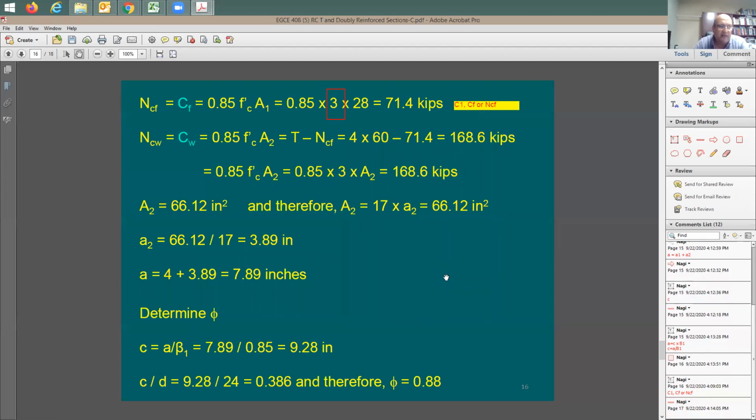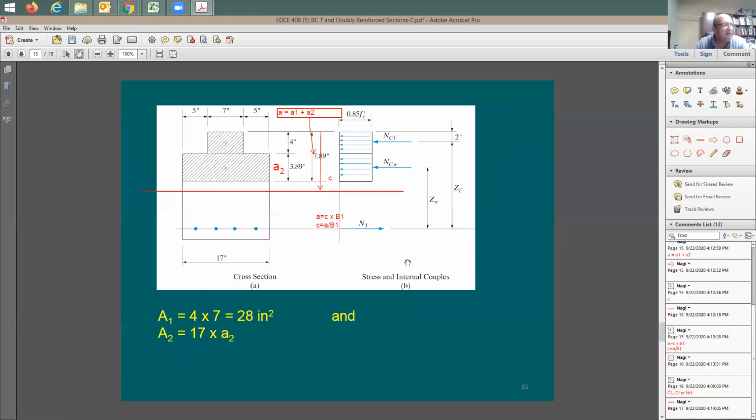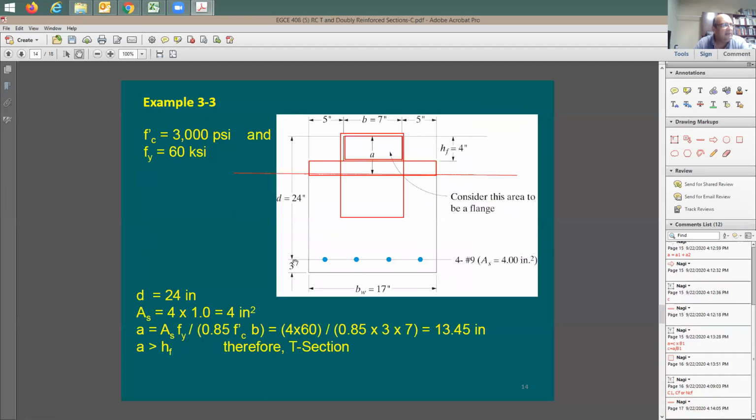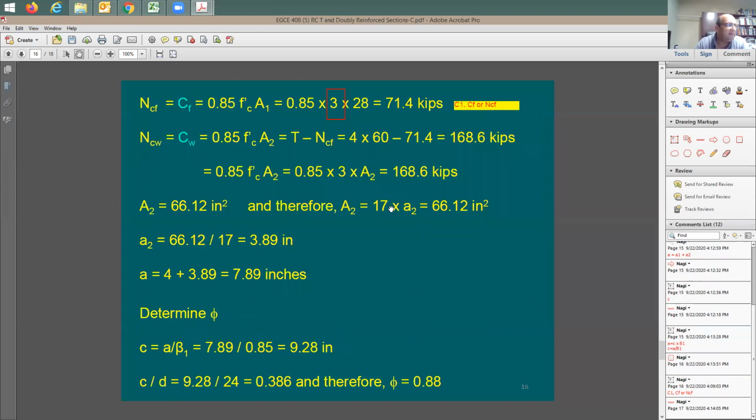One of the ways to find out the phi factor is to find the ratio c over d. So I'm going to say, okay, how much was the depth? I'm going to go back two slides here. The depth is 24 inches, and c is 9.28, right? So c over d is going to be 9.28 divided by 24. I have a ratio of 0.386.